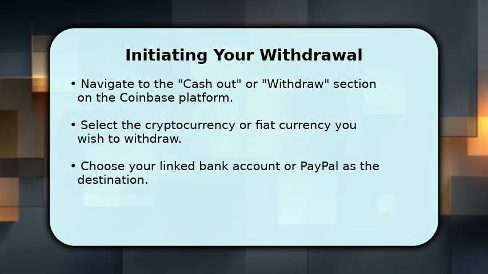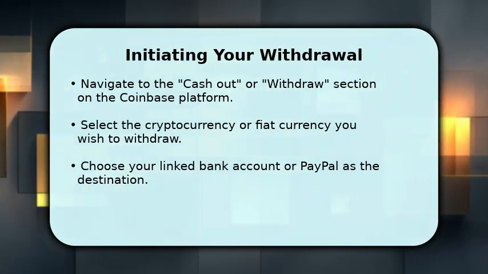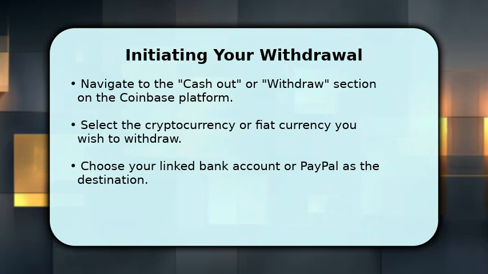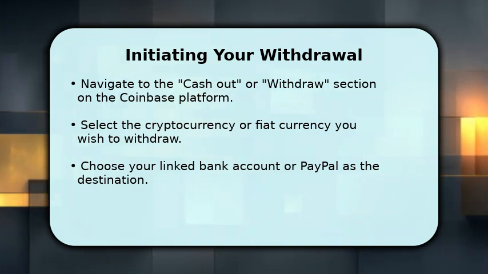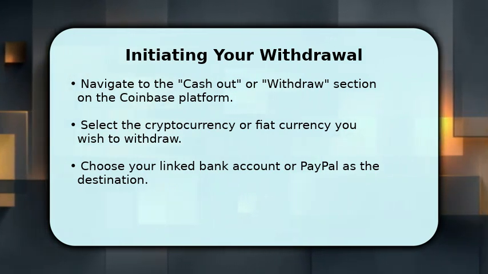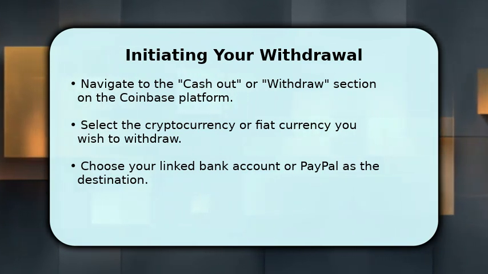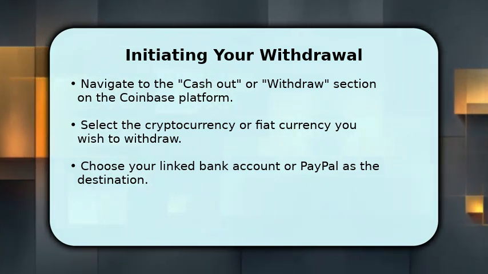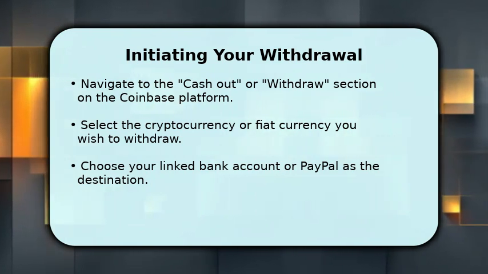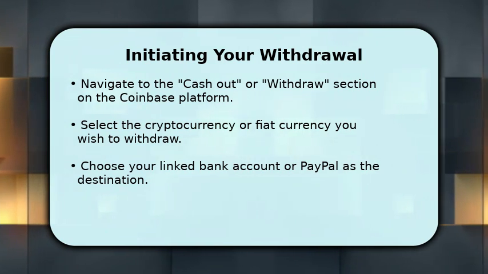To begin, log into your Coinbase account and locate the cash out or withdraw option. This is usually found on your dashboard or portfolio page. Next, you will select the specific cryptocurrency or fiat currency, like US dollars, that you wish to withdraw. Finally, choose your preferred destination, whether it's your linked bank account or your PayPal account, to receive the funds.